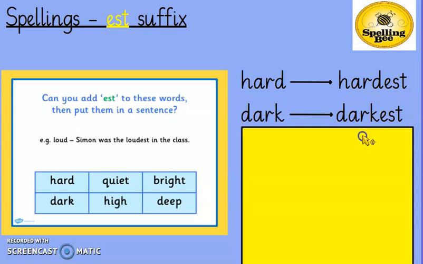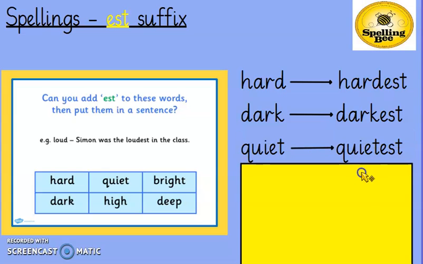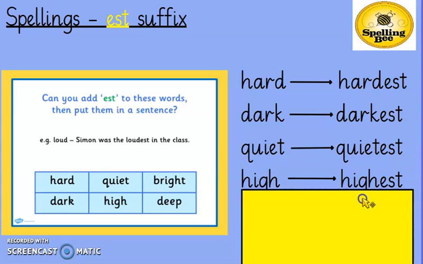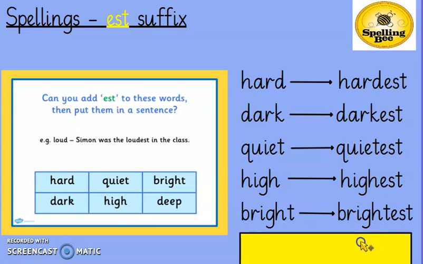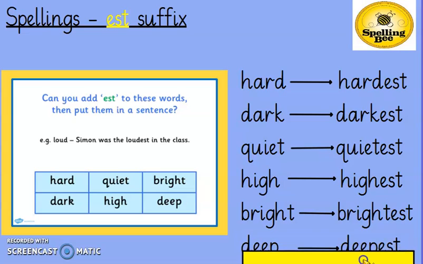Dark becomes darkest. Quiet becomes quietest. High becomes highest. Bright becomes brightest. And deep becomes deepest.